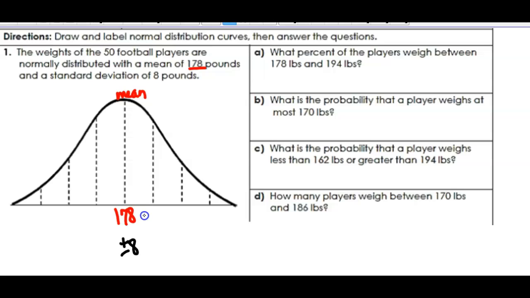So if you add 8, you get 186. If you add another 8, you get 194. If you add another 8, you get 202, and so on. If you subtract 8, you get 170. You subtract another 8, you're down to 162. You subtract another 8, you're down to 154. Let me check that I have those all right.